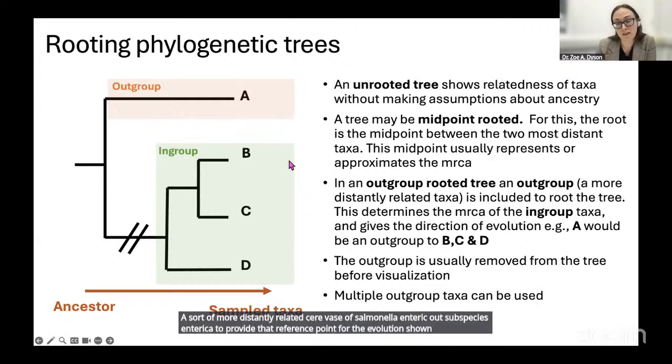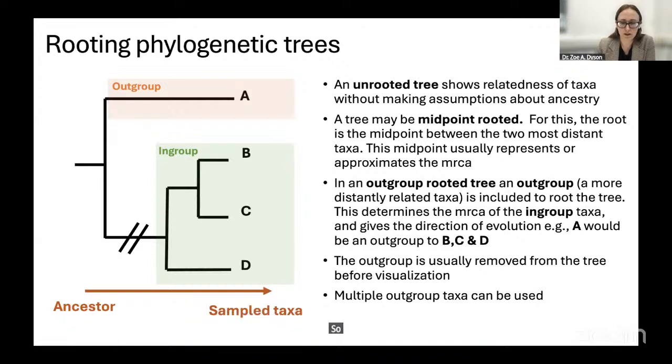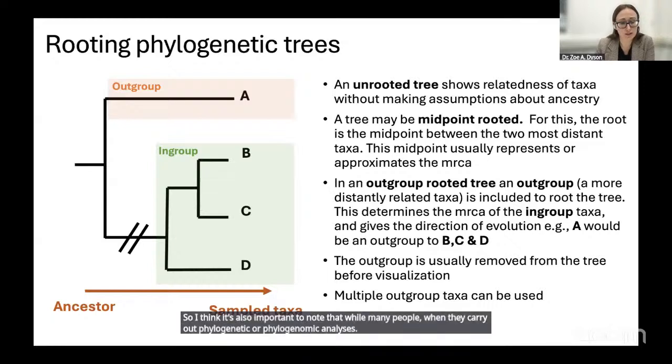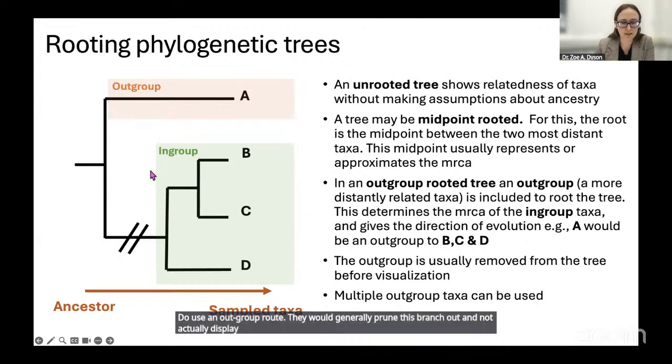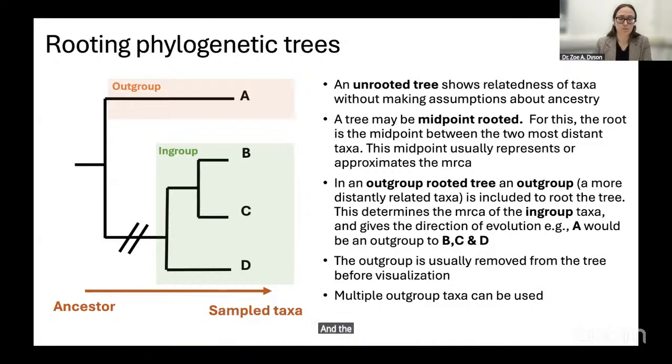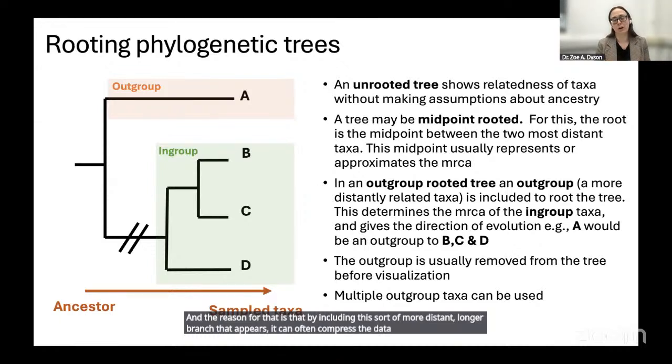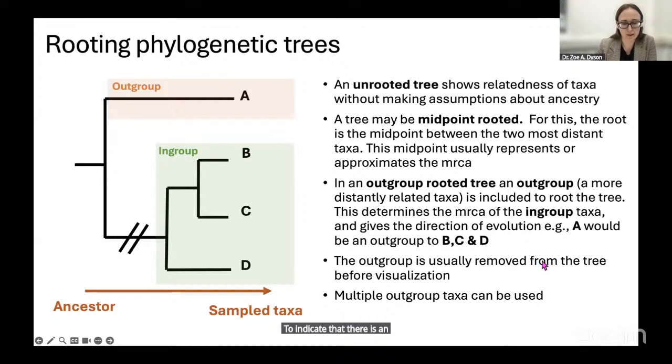So I think it's also important to note that while many people, when they carry out phylogenetic or phylogenomic analyses, do use an outgroup root, they would generally prune this branch out and not actually display it in the figure in the manuscript. And the reason for that is that by including this sort of more distant, longer branch that appears, it can often compress the data that you really want to show, when you really want people to understand the relationships between the in-group. So a lot of the time it'll be pruned out, but sometimes you might see these sort of slashes occurring across the branch leading to the in-group to indicate that there is an outgroup and what that outgroup is. So there's those two main visualization options that people use.